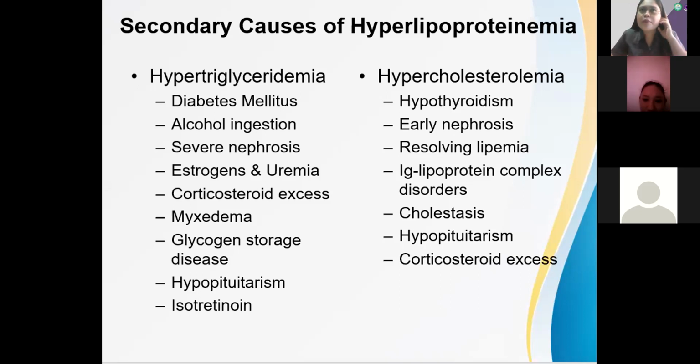And then, we have here immunoglobulin lipoprotein complex disorders, cholestasis or the formation of gallstones, or the problem with the bile, I mean. So, example na obstruction sa bile, dili ni mo ma-excrete, mudaghan po di mo hang cholesterol. Kasi remember, ang trabaho sa bile is to excrete cholesterol also. And then hypopituitarism and corticosteroid excess. So parehas sila with the hypertriglyceridemia.